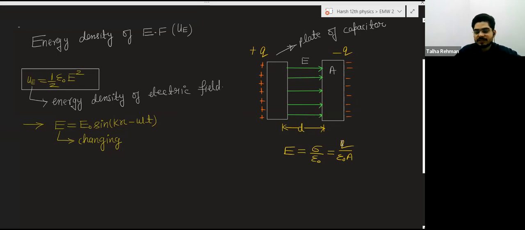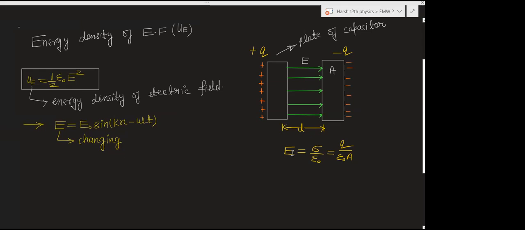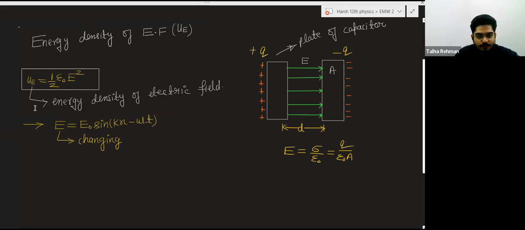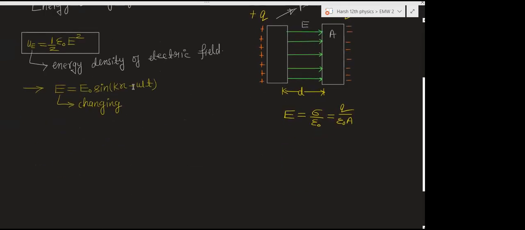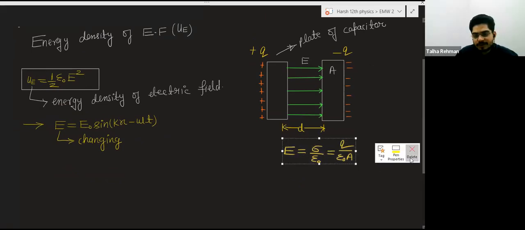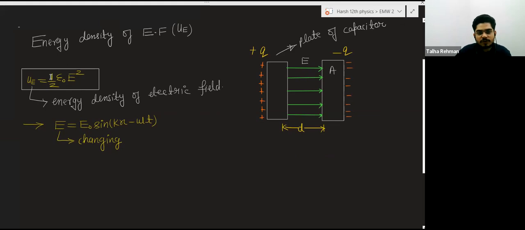Now this charge is increasing or changing, so you can say that the electric field is also changing. In the case of the electromagnetic wave, the equation of the electric field is E is equal to E naught sine of kx minus omega t. This electric field is changing. Basically, this formula you should know, energy density of electric field. In between the plates there is an electric field. Now we are calculating the energy density corresponding to this electric field.